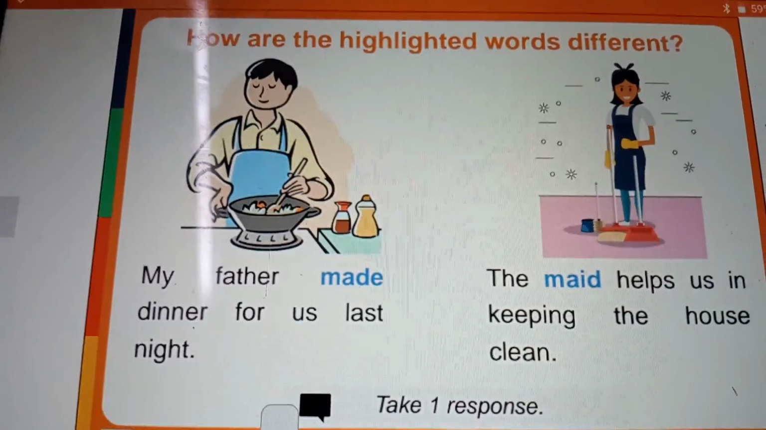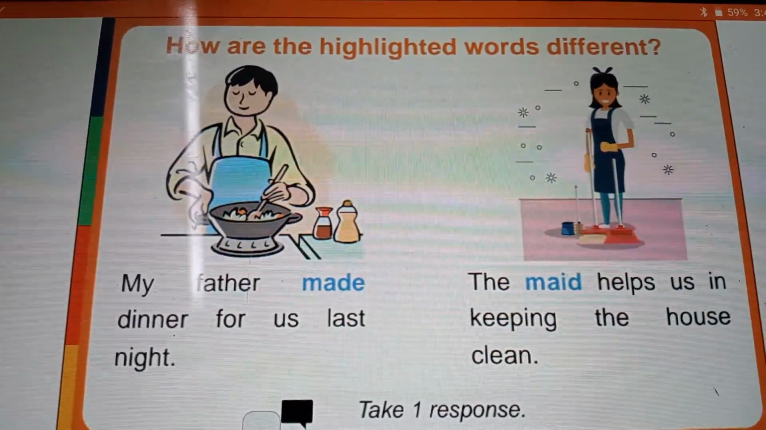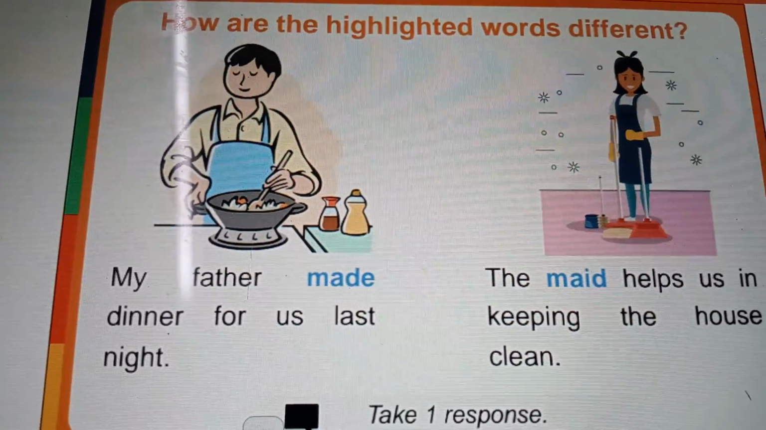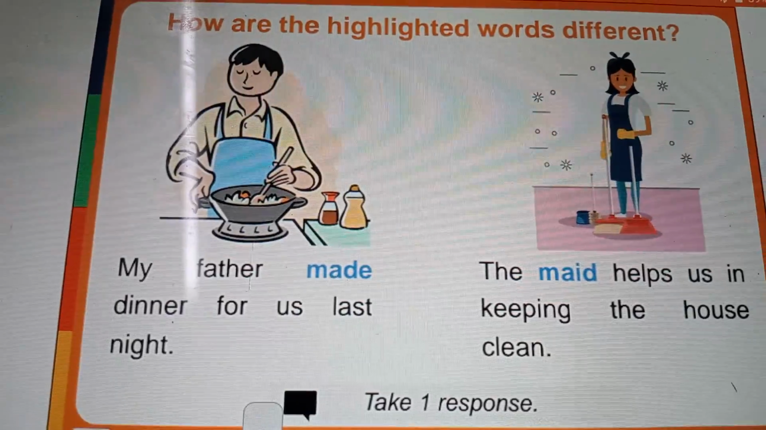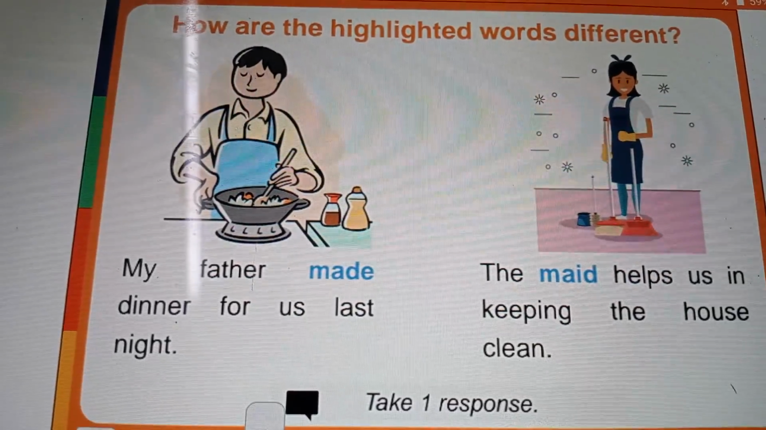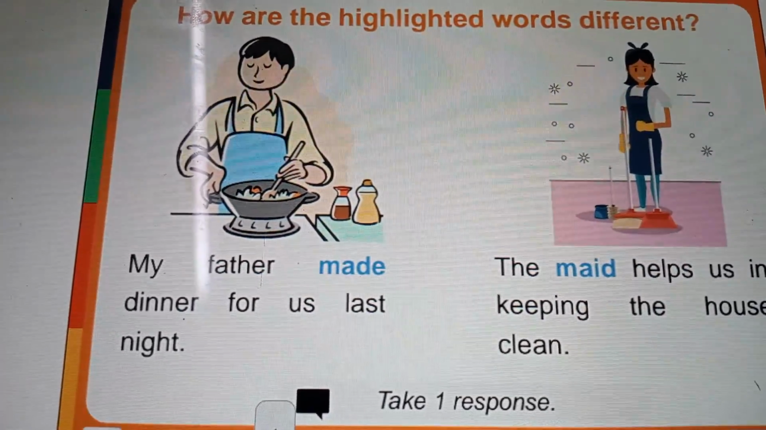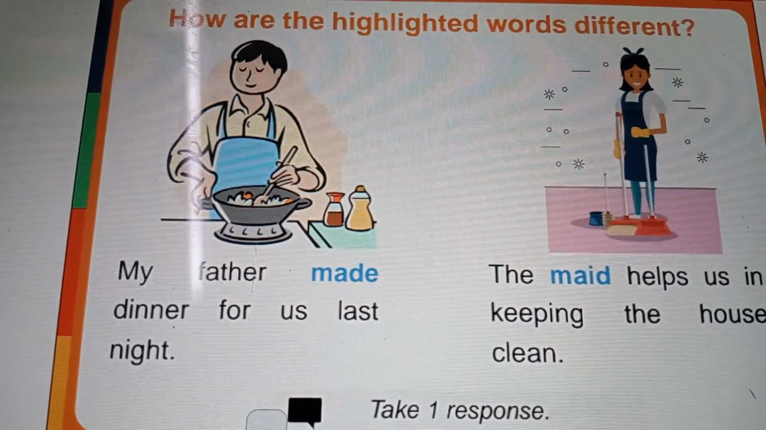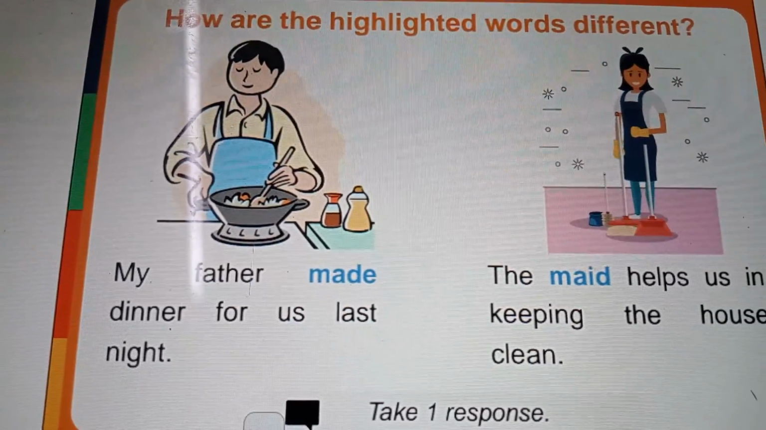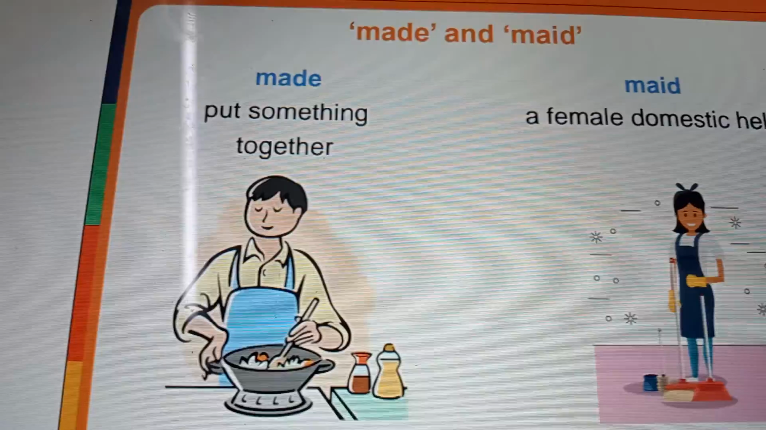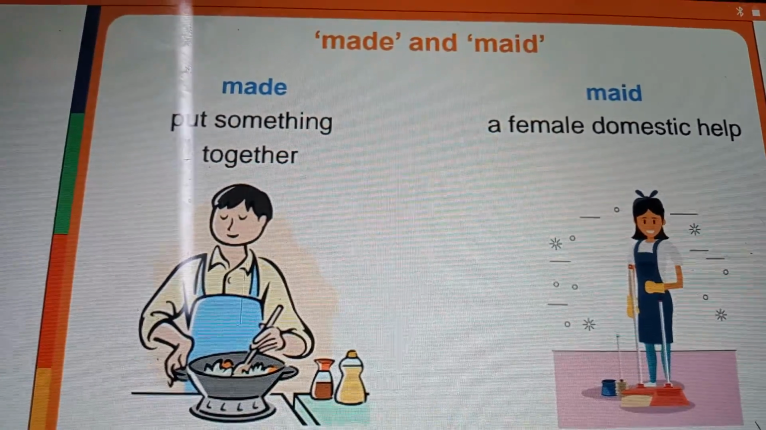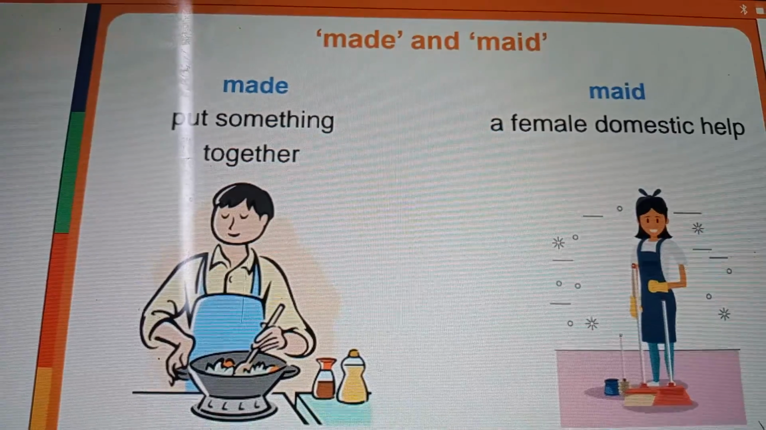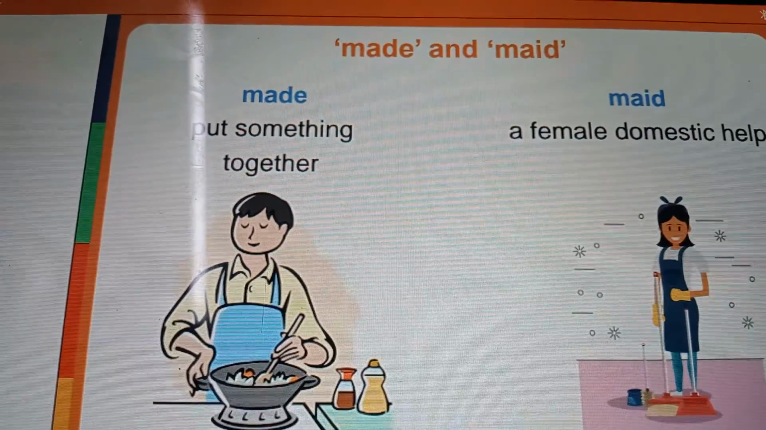Yes. See how the highlighted words are different. You have to say that. My father made dinner for us last night. The maid helped us in keeping the house clean. Here, same pronunciation but spelling and meaning are different. Made means put something together. Maid, M-A-I-D, a female domestic help.